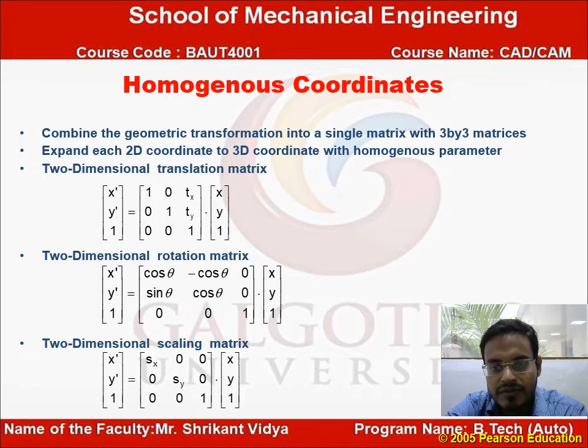The two-dimensional translation matrix is x', y', 1 equal to [1 0 tx; 0 1 ty; 0 0 1] times x, y, 1, where tx and ty are the translation factors. The two-dimensional rotation matrix in general form becomes cos theta, minus sin theta, 0; sin theta, cos theta, 0; 0, 0, 1. The two-dimensional scaling matrix is sx 0 0; 0 sy 0; 0 0 1. In general form, the third scaling factor is 1.